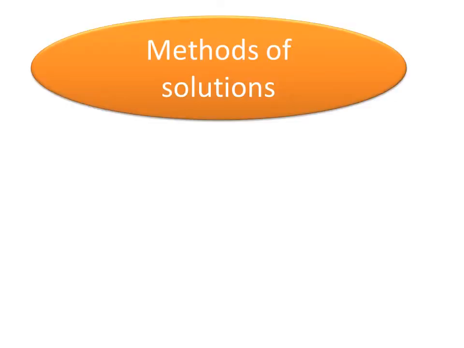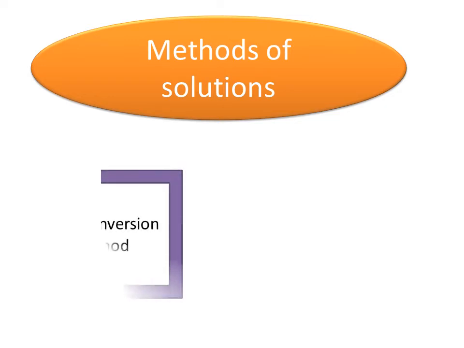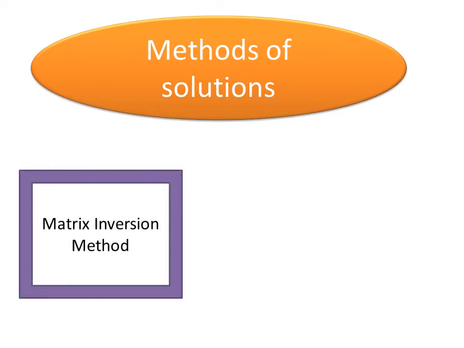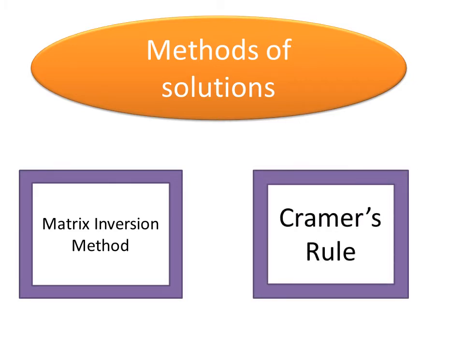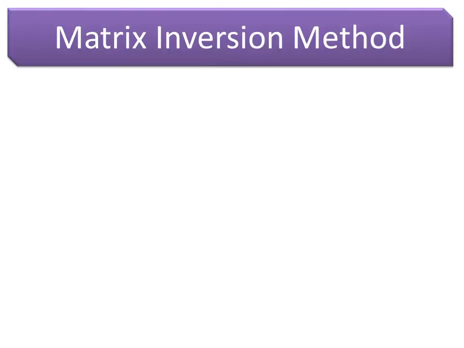Now I will explain some methods for solving these linear equations. For solving simultaneous linear equations, we will discuss two methods here. First one is matrix inversion method and the second is Cramer's rule. Firstly, I will explain matrix inversion method.